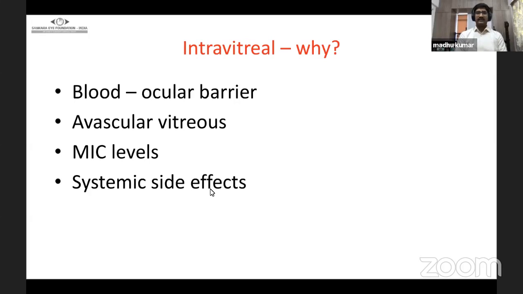The other problem is the vitreous being avascular. For the drugs which need to enter the vitreous cavity, it is very difficult, because the systemically given drugs may not reach the vitreous in the required minimal inhibitory concentrations. And not to forget the systemic side effects.